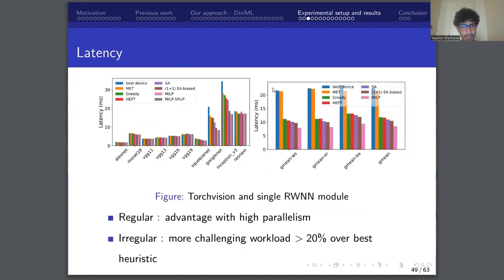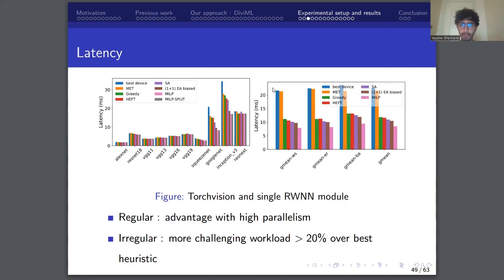Now, in the latency case, for regular networks sampled from Torchvision, we only see a clear advantage with networks with high parallelism like GoogLeNet Inception, with other heuristics also performing quite well. For more complex networks, we clearly see the advantage of MLP compared to other heuristics in the single device case. So compared to other heuristics, we see an overall 20% improvement over others. And this evaluation on randomly wired networks is only done on a single module.